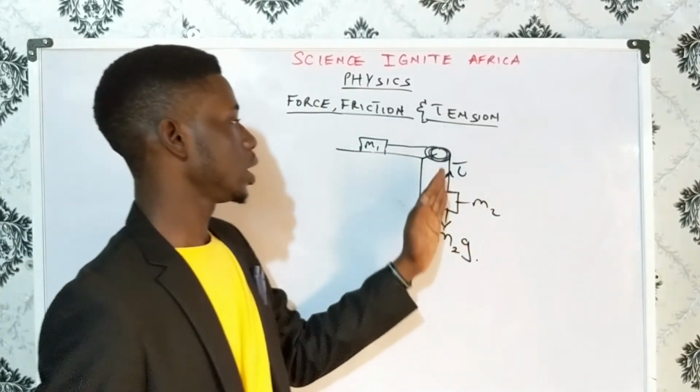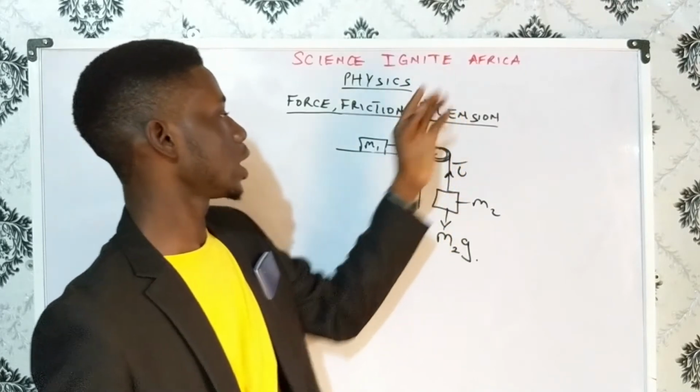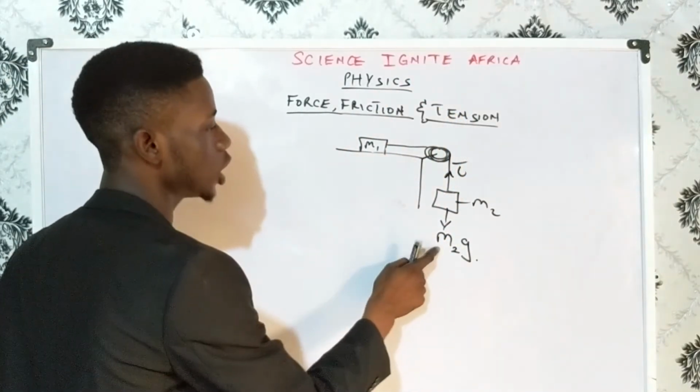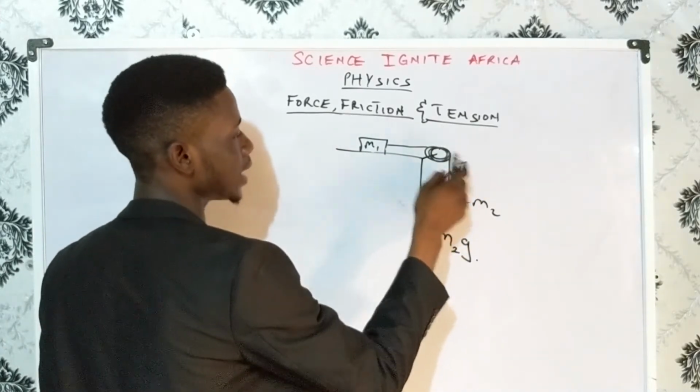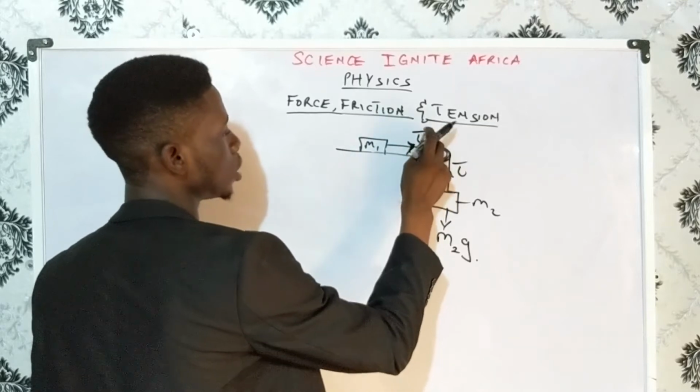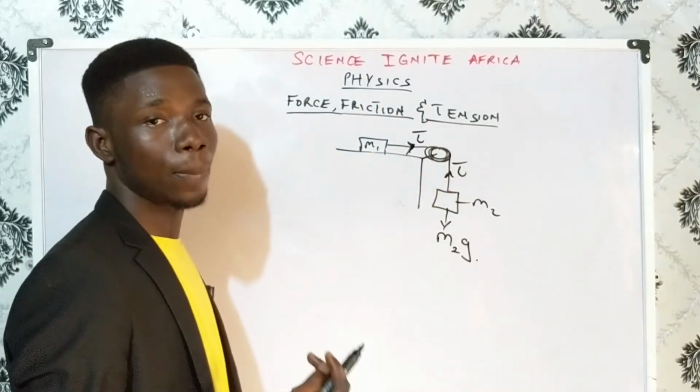because the other object is not hanging, the other object is resting here. So the weight of this object, the tension it causes here, is the same tension that will be applied here.